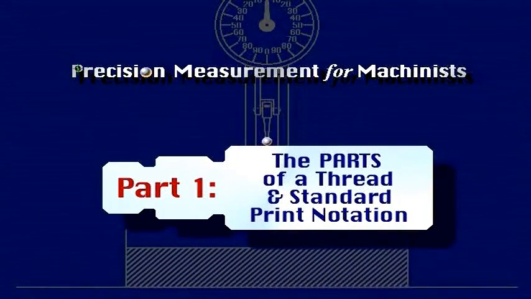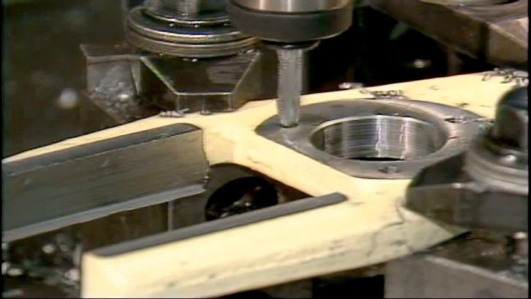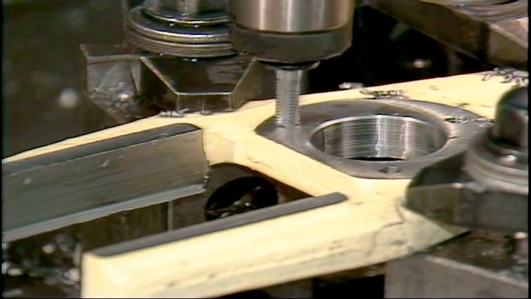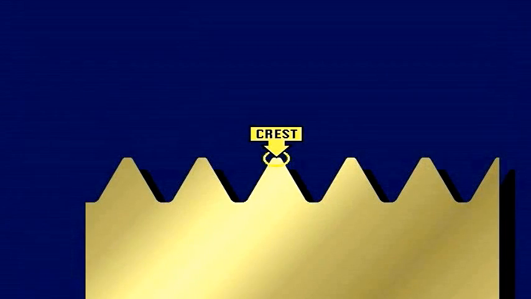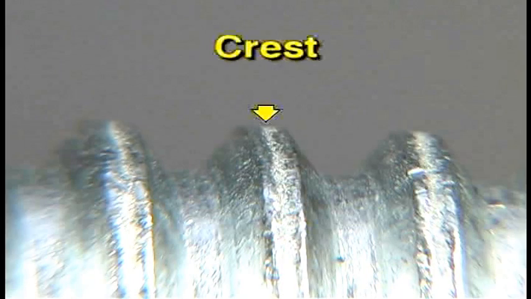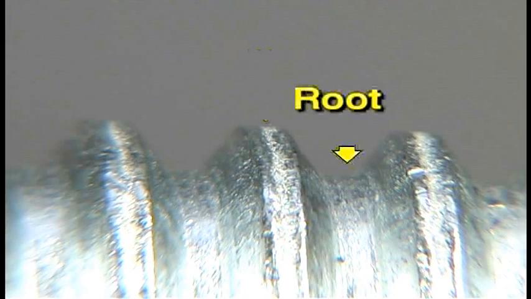Part 1. The parts of a thread and standard print notation. In order to accurately measure threads, you must know what the parts of a thread are called. This is the thread crest. The thread crest is the peak formed by a single thread. The thread root is the valley formed between 2 thread crests.